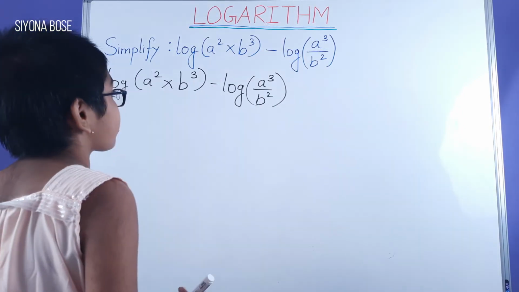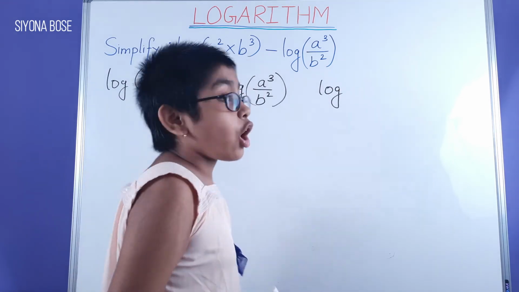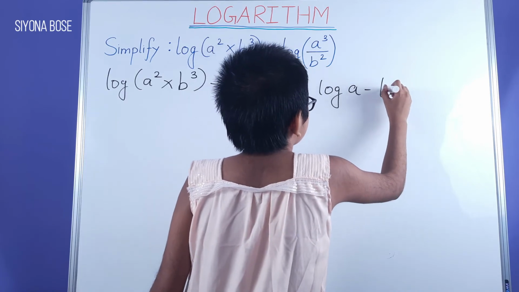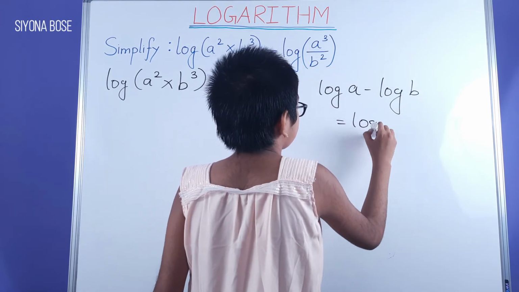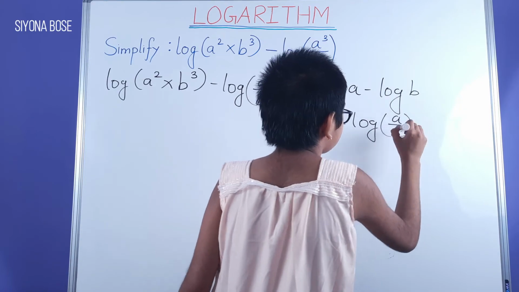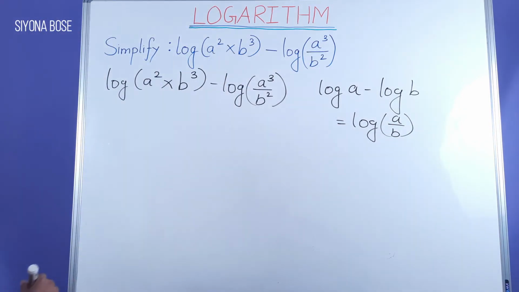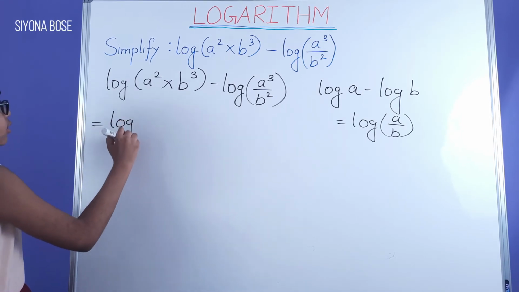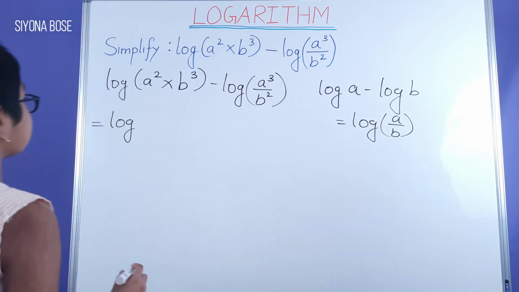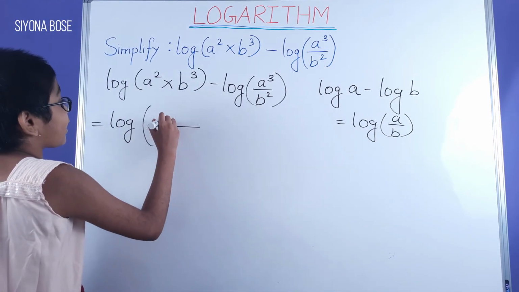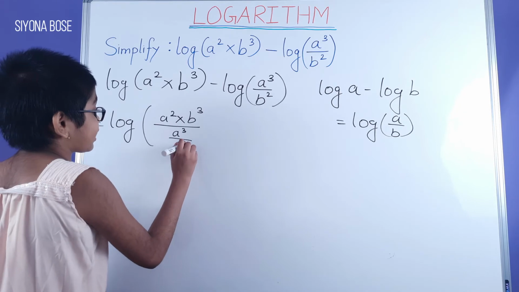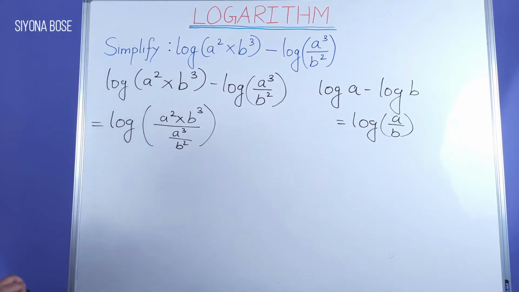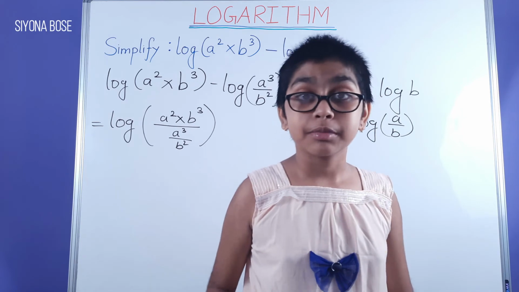We know that if it's like log of a minus log of b, then it's equal to log of a by b. Then we have to simply follow that to get this equal to log of, this is actually a squared into b cubed by a cubed by b squared. Here the numerator is a squared into b cubed, and the denominator is this whole thing, a cubed by b squared.